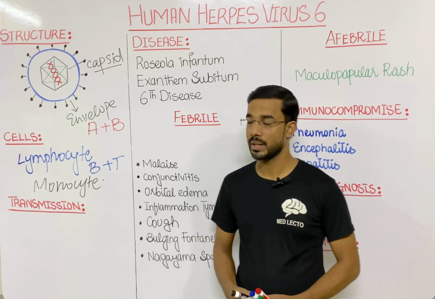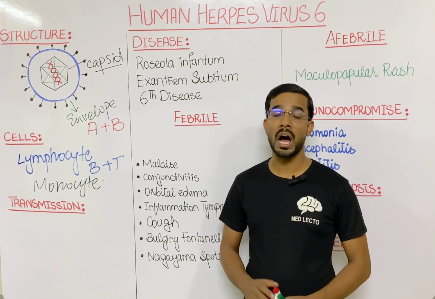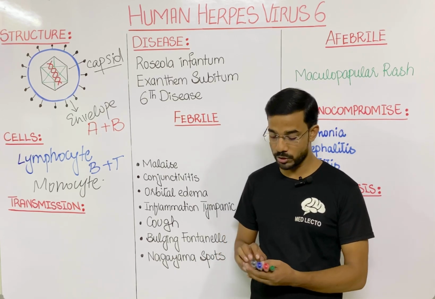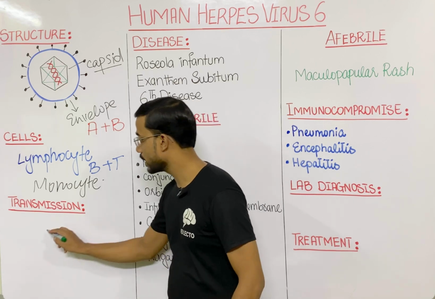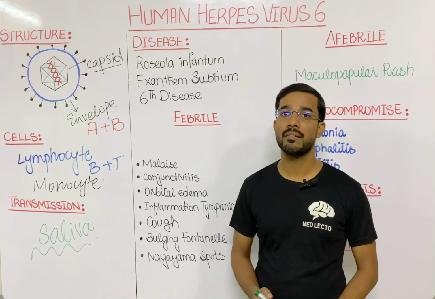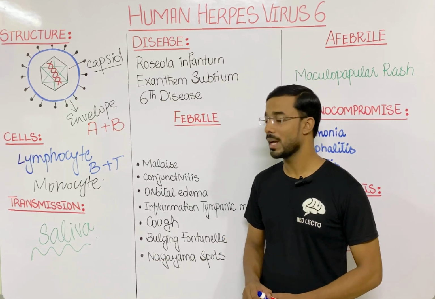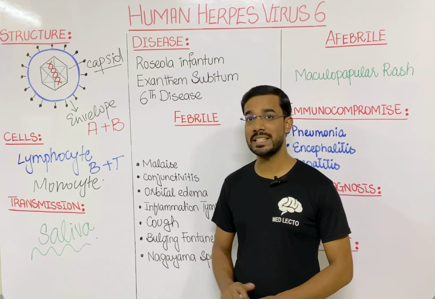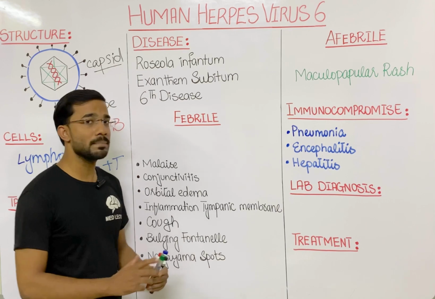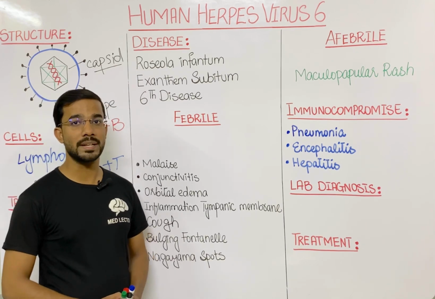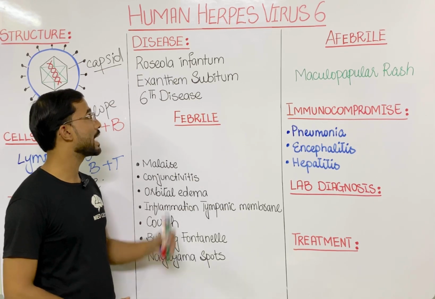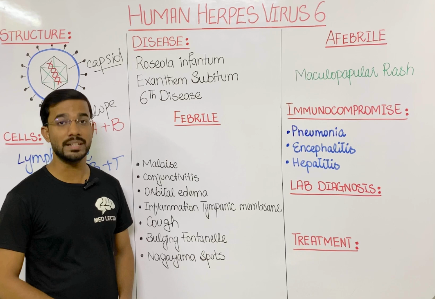And if we look at the transmission, how human herpes virus 6 transmits from one person to another, most importantly, it transmits through the saliva and through the respiratory droplets, because the virus is present in the saliva of the infected person. The most important disease caused by human herpes virus 6 is Roseola Infantum, or you can say exanthem subitum or sixth disease.